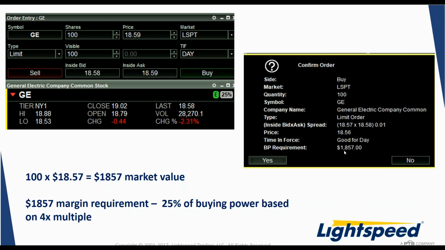Now you can see the BP requirement is my full 1857. So even though that's the full market value of my position, my buying power is a 4 times multiple. So you can see I'm getting 25% of my buying power, but it's based on a 4-time multiple. So that essentially equates to only an equity value of 25% of my $1,800. So instead of reducing my $25,000 balance by 1857, it's reducing my $100,000 buying power by 1857.